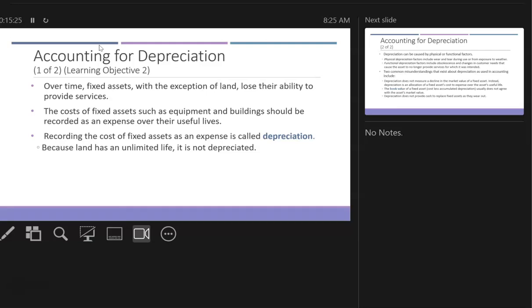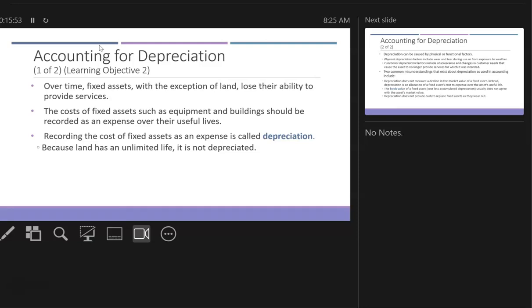Now we're going to get into some fun parts. An asset is treated on the balance sheet as a fixed asset, long-term asset. But over time, apart from land, we never depreciate land because we say there's only so much land, it's not going to lose its value.